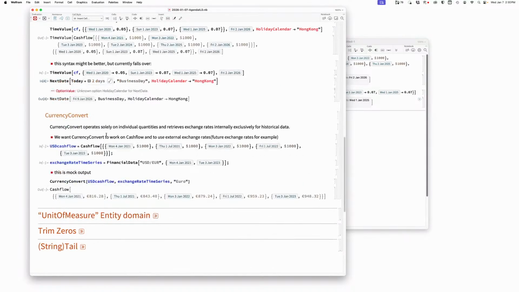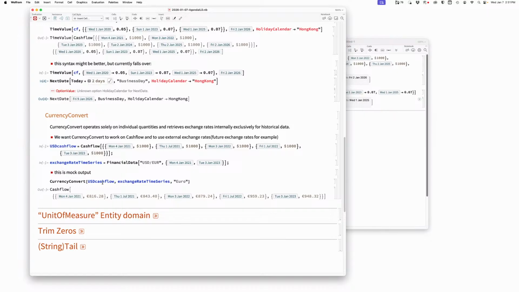Okay. Let's talk about currency conversion. Currency convert is even easier. The point is, at the moment, currency convert uses internal data, and it tries to convert to the currency that you specify. And we need to deal with the future exchange rate. So what you need to do is be able to specify a particular time series of exchange rate and use that instead of the data that are coming from our financial data. Okay, so hold on.